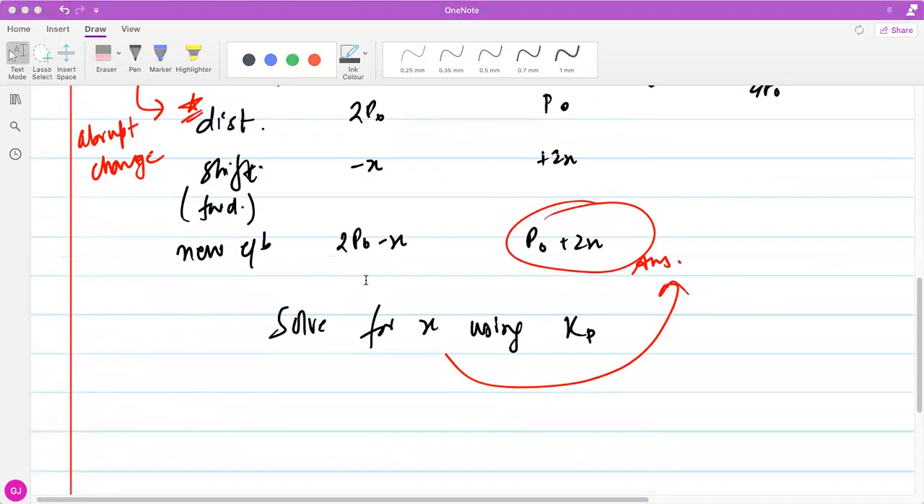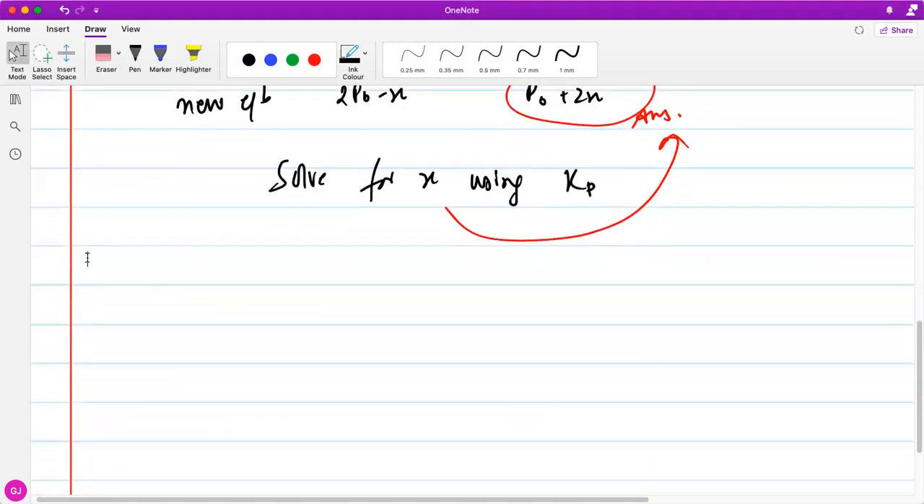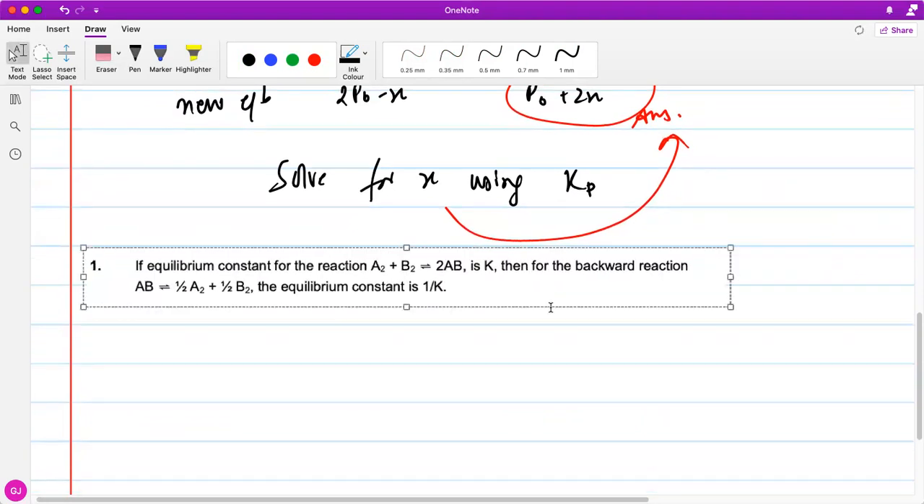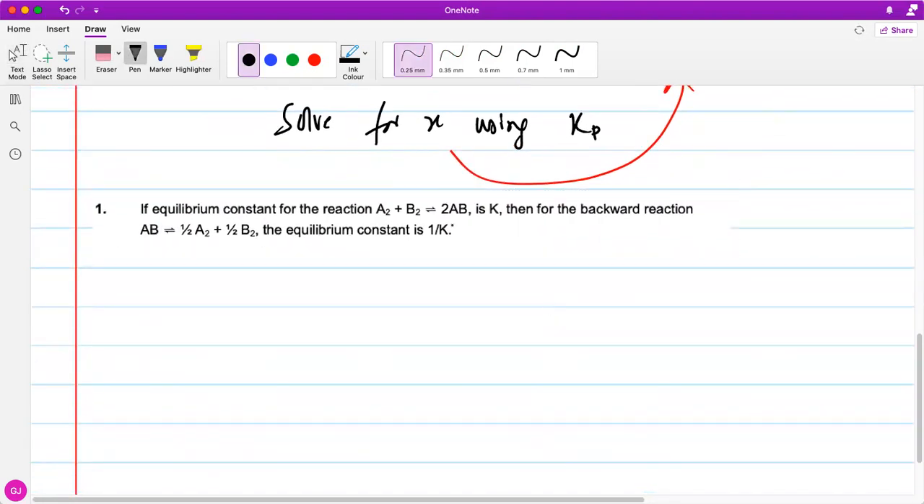Now, moving on to the next question. It's a true and false question, which talks about if the equilibrium constant for the reaction A2 plus B2 giving 2AB is K, then what will be the equilibrium constant for the backward reaction? Is it 1 by K? It's not really the backward reaction, it's just written in a reciprocal manner. So the answer is it's false. In fact, it will be 1 upon root K.